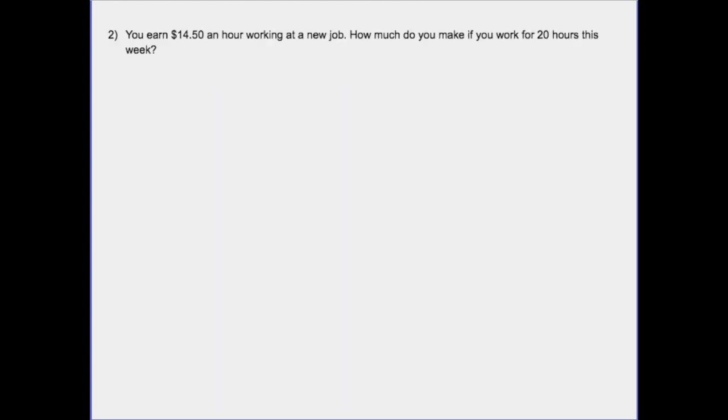All right, next we have proportional equations. So we have earning $14.50 an hour at a new job. So let's start that. I have $14.50 per hour, meaning for 1 hour. Remember, the units are important. I'm going to use the dollar sign and hours here. Equals, how much do you make if you work for 20 hours?